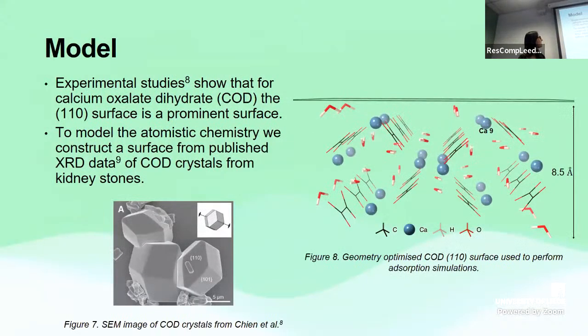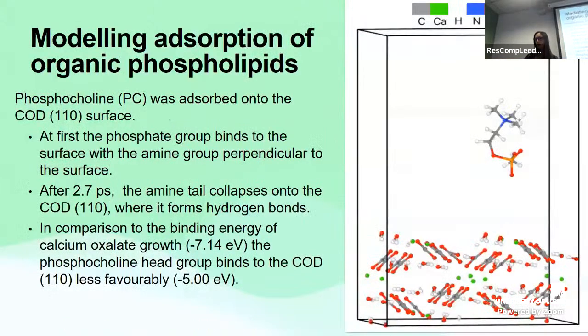We decided to focus on calcium oxalate dihydrate, as it's a prominent mineral in kidney stones. And we've specifically decided to focus on this 110 surface because it's the most observed surface within COD crystals on kidney stones. We've modeled this with our model here on the right, which we geometry optimized on ARC. And this was our model surface for our calculations in this presentation.